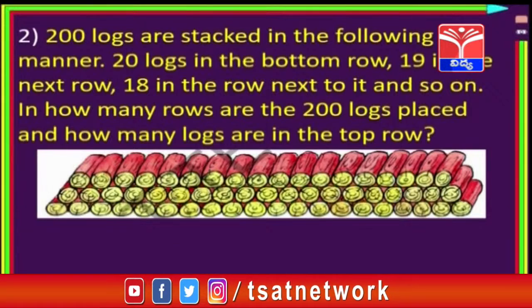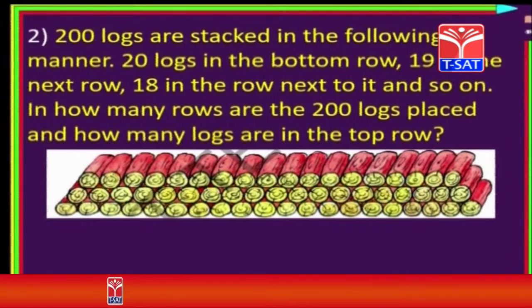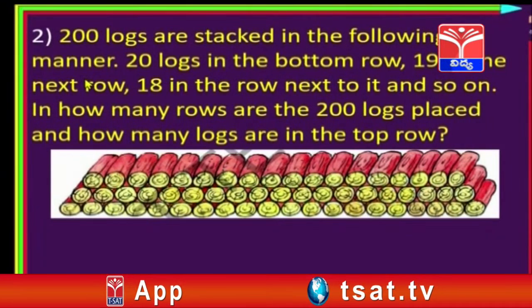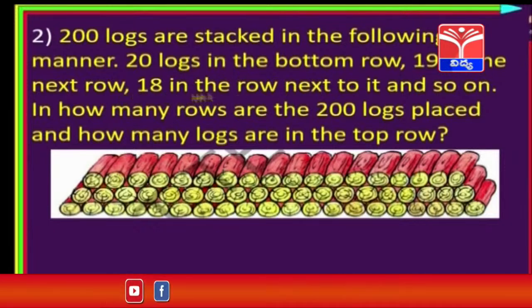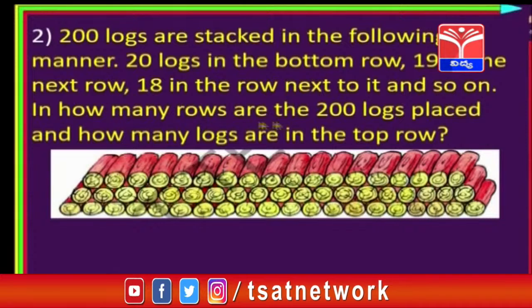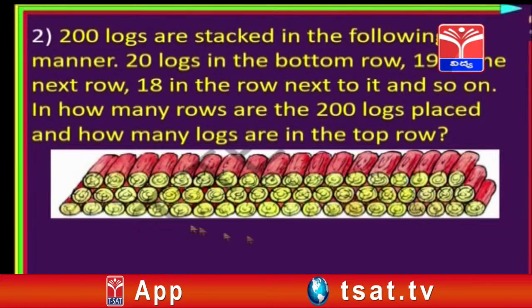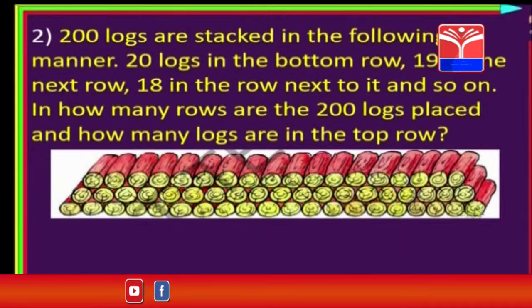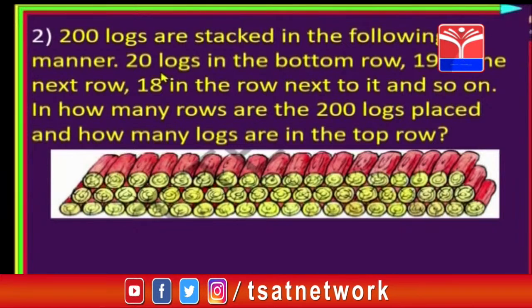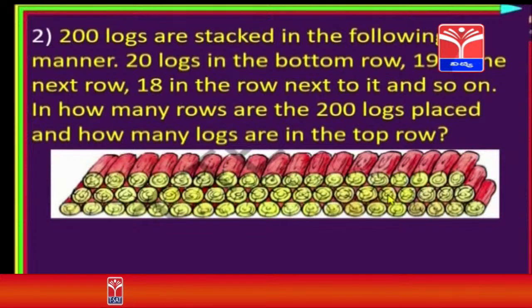The problem is, here we have 200 logs stacked in the following manner: 20 logs in the bottom row, 19 in the next row, 18 in the row next to it, and so on. Continue like this. In how many rows are the 200 logs placed and how many logs are in the top row? So this is the figure. So these are the logs. In the bottom row, this is the first row, how many logs are there? It is given that there are 20 logs. In the next row we have 19 logs, and after that we have 18 logs.